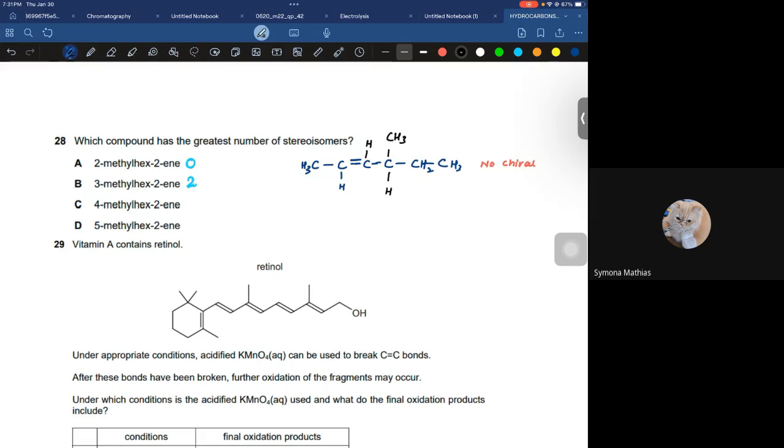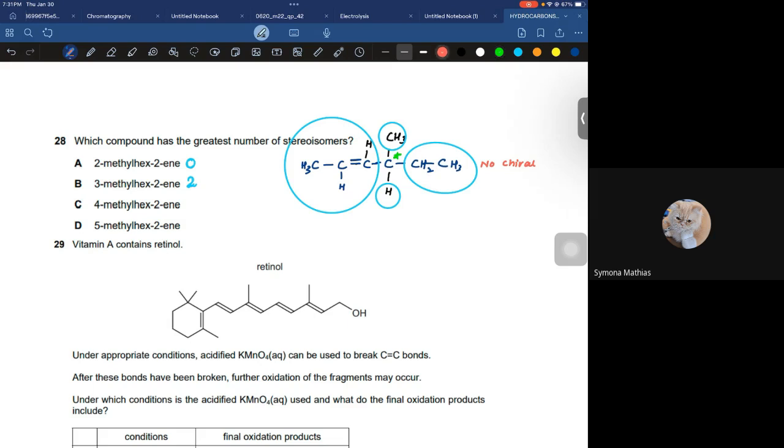Is it a chiral center or not? One, then two, then three, then four different groups are attached. Bhai, this is the asterisk. This is your chiral center. This is your chiral center. Okay, this is your chiral center.